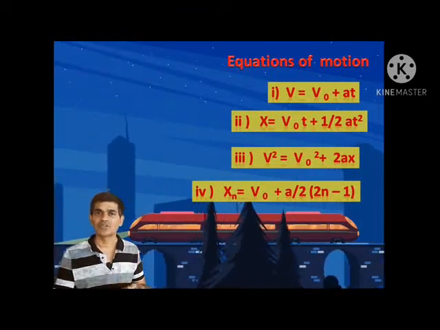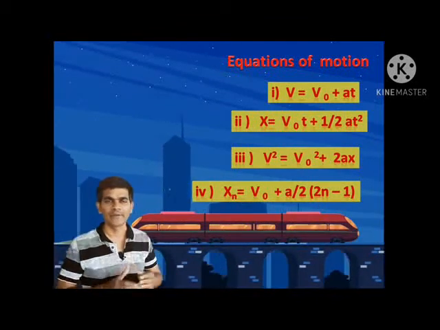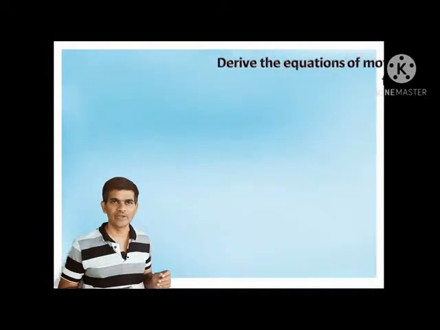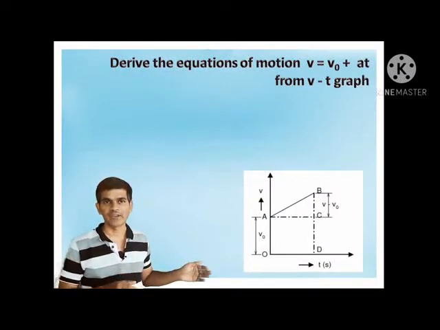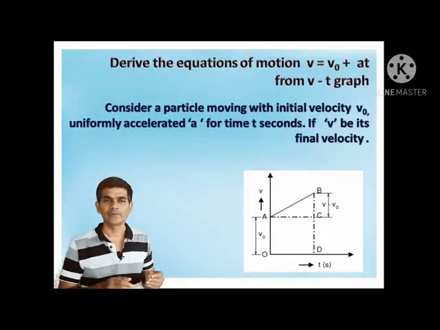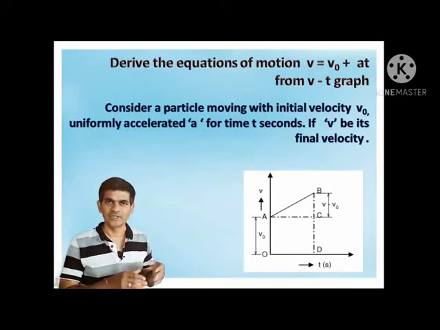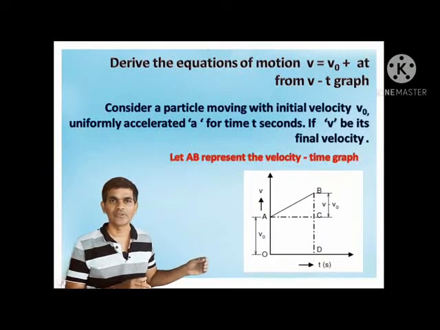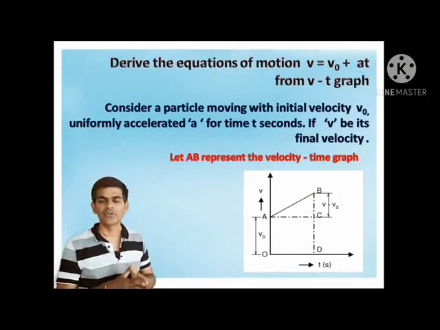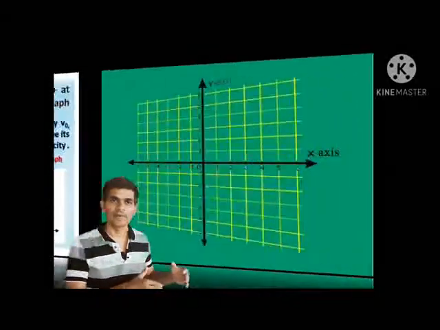Now, how can we derive these equations of motion using the velocity-time graph? Let us derive the first one, v is equal to v naught plus at, using the velocity-time graph for a body which is uniformly accelerating. Consider a body which is uniformly accelerating for a time t seconds. It starts with the initial velocity v naught, and after t seconds its final velocity is v. Then we will draw a velocity-time graph for this particular body.